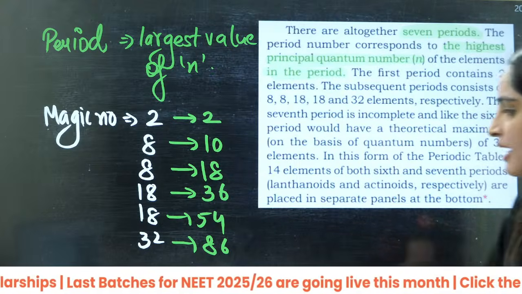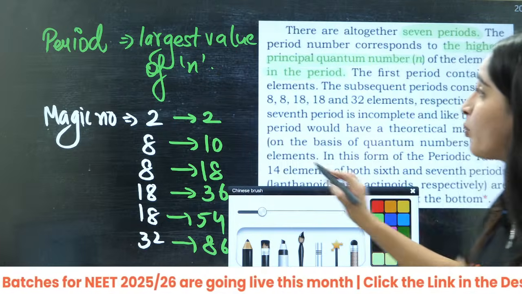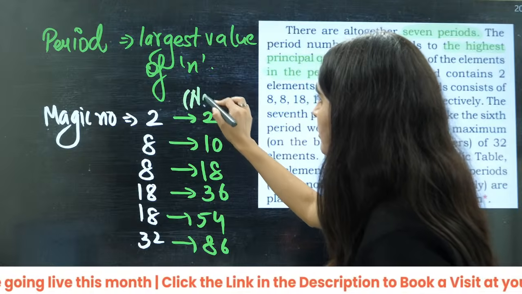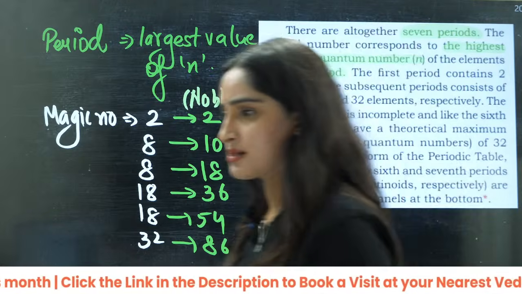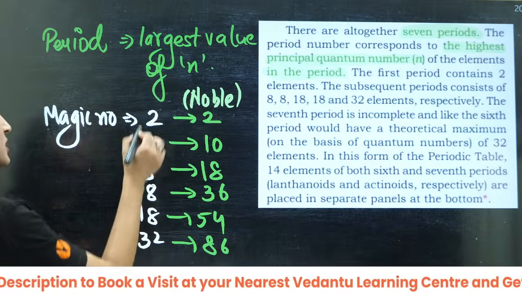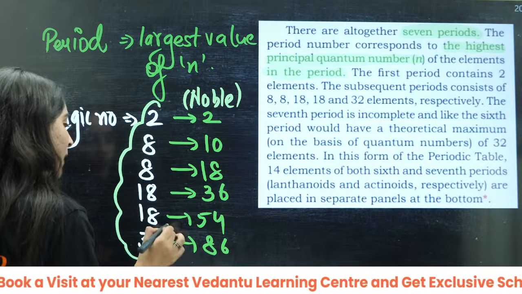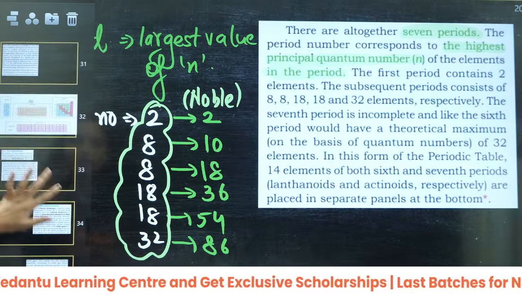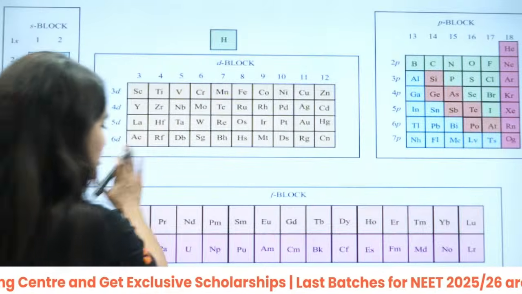What are these? These are the noble gases. Now, why are these called the magic numbers? Why are they called the magic numbers? I will show you that in the table itself. We'll see the table and we'll see why these are called the magic numbers.